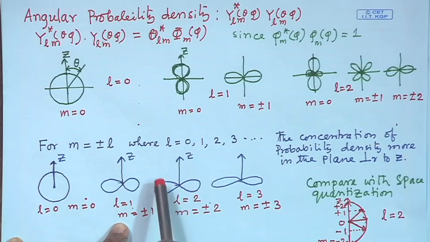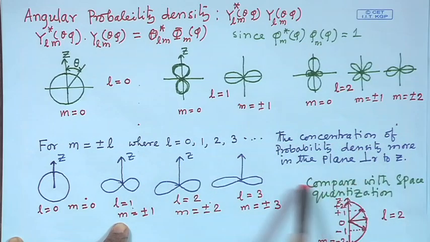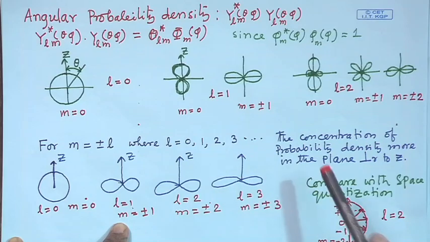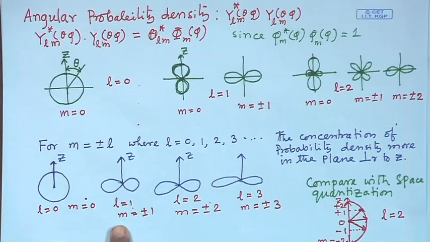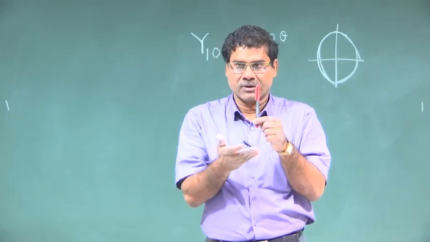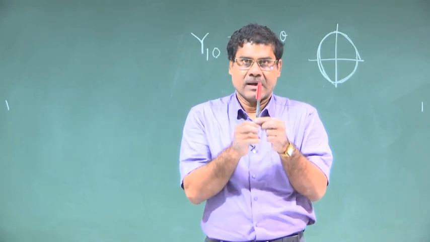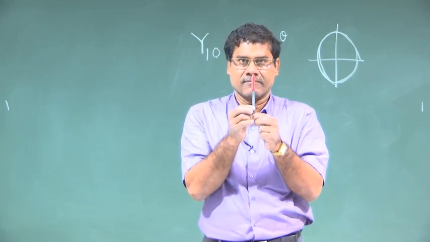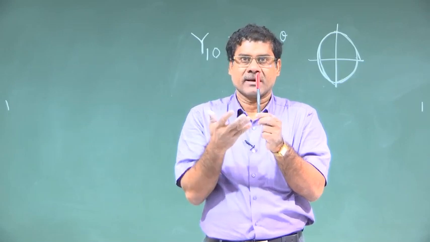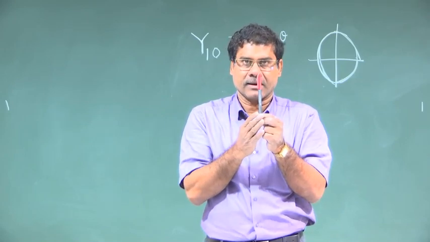Okay. And with higher value of L, this extends, so the probability becomes higher and higher in a particular direction. Now imagine what we are seeing, or what we got from this analysis about the z axis: the probability to find the electron at different angles.